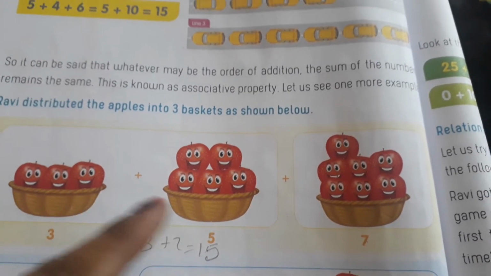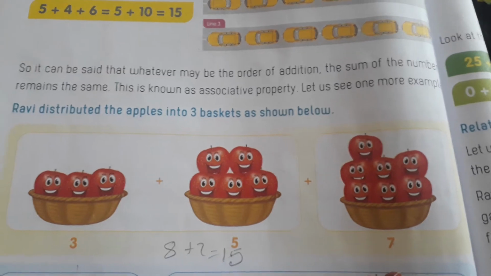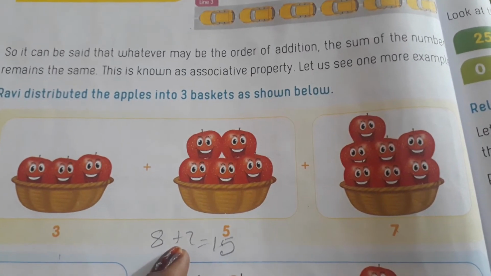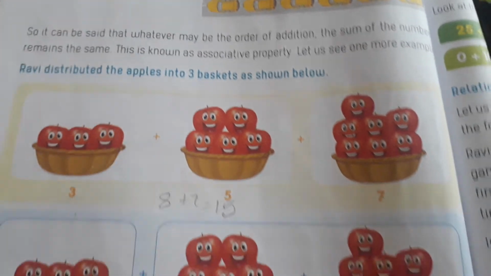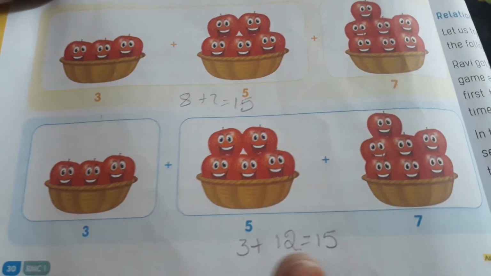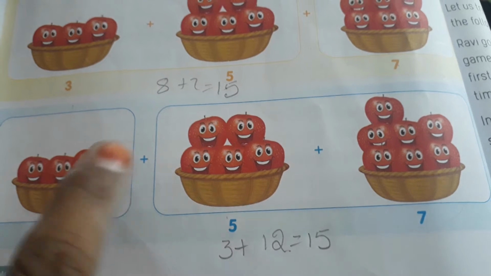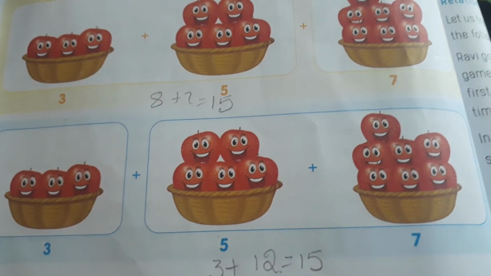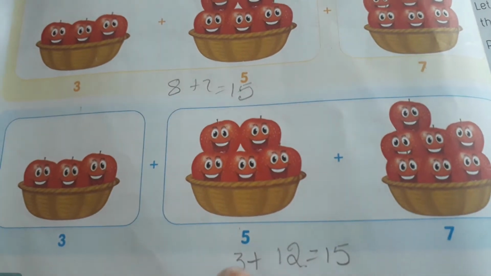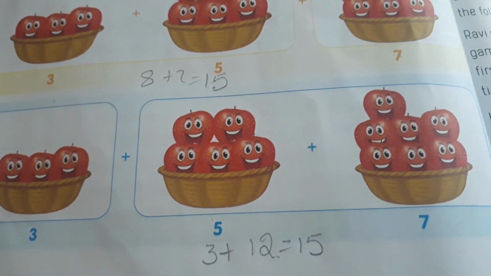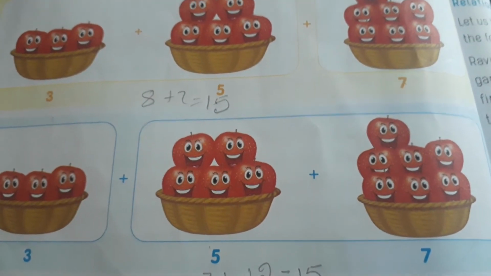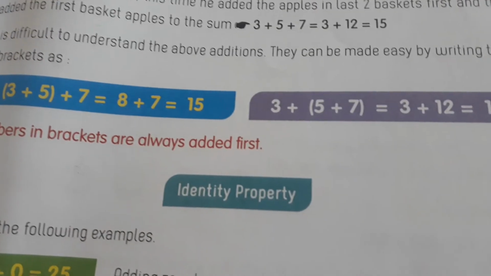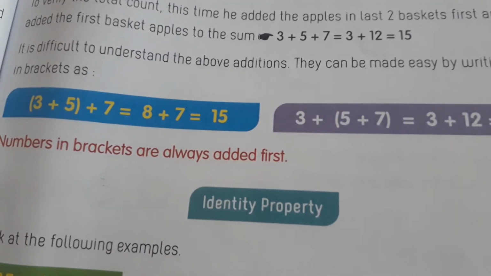First, he grouped like this: 3 plus 5 and 7. 3 plus 5 how much? 8. 8 plus 7? 15. Then in the second way, he grouped like this: 3 plus 5 plus 7, where 5 plus 7 is one group. First add 5 plus 7, 12. First one 3. 3 plus 12, 15. It is difficult to understand the above additions.